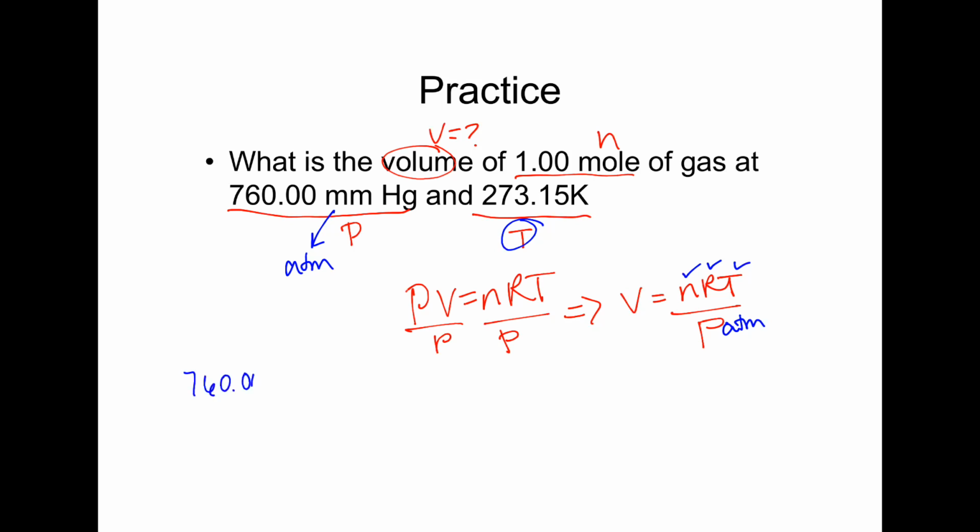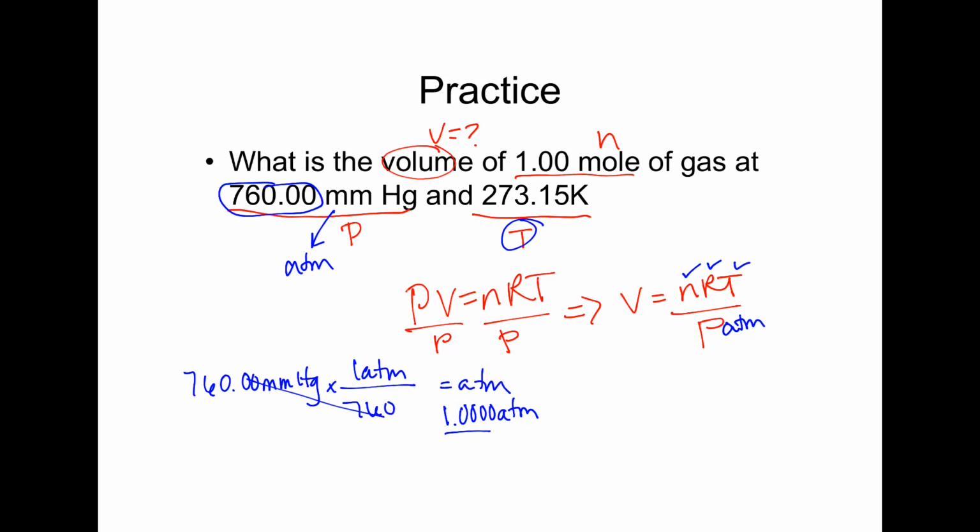But you probably can do this one in your head. If you can't, I'm converting millimeters of mercury to atmospheres, and there are 760 in 1 atmosphere. So that's a 1-to-1 ratio. That works out, and I get 1 atmosphere. The reason why I've written it to 5 sig figs there is because this had 5 sig figs.